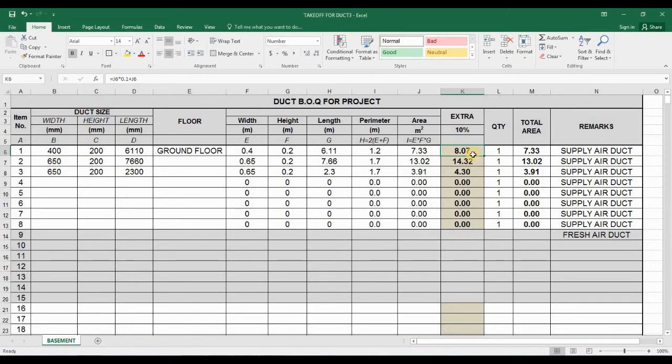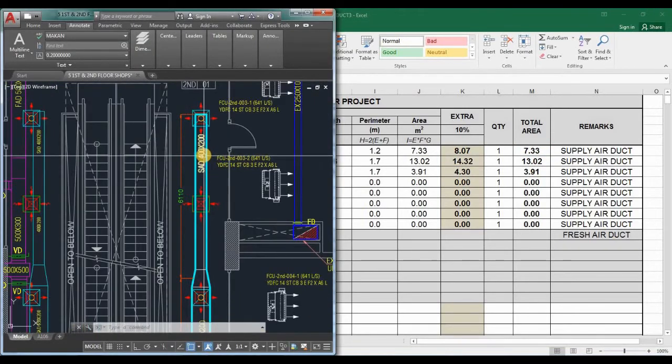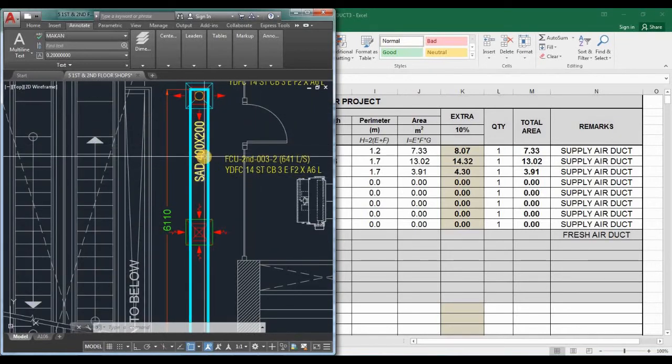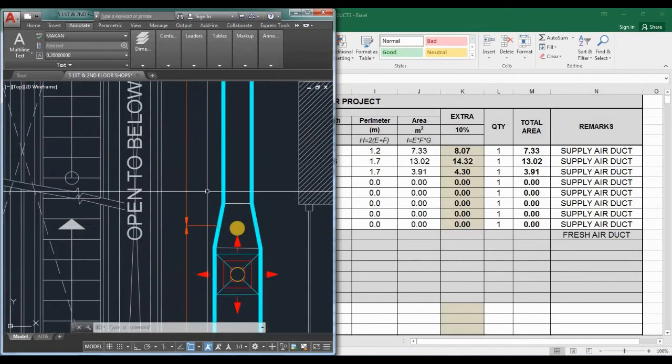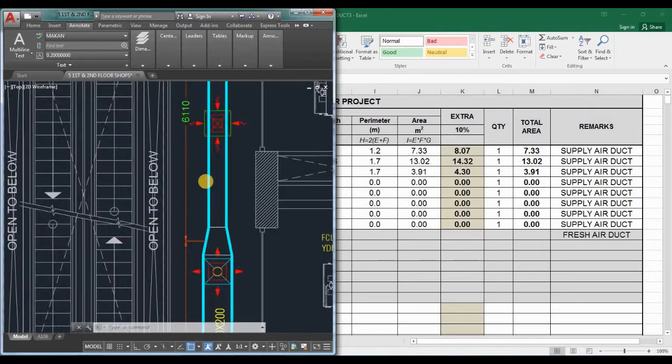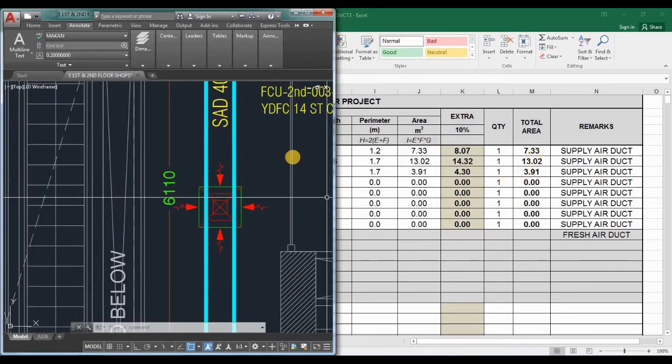And the quantity: sometimes if you have parallel ducts with the same height, same width, and the same length, you can simply insert 2 pieces as the quantity and you will get 2 multiplied by the area, the total area. In my case, all values are the same, so the quantity is 1, and I will keep it as 1. The total area of this piece is 7.33 meters. So for this 400 multiplied by 200 piece, in a metric system in mm, from here including this fitting to the end of this fitting, my area is 7.33 square meters. So this is a supply air duct.